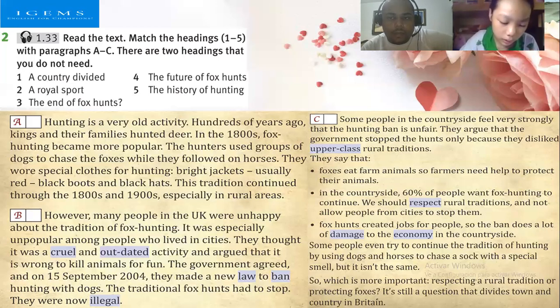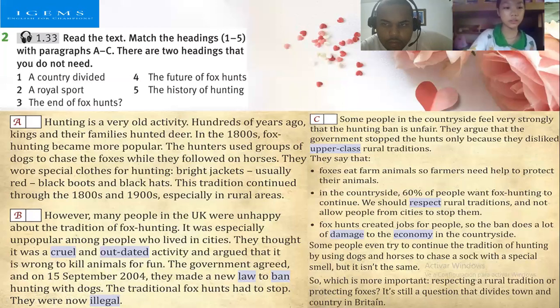However, many people in the UK were unhappy about the tradition of fox hunting. It was especially unpopular among people who lived in cities. They thought it was cruel. I can't read the word. Can you repeat it again? They thought it was cruel.